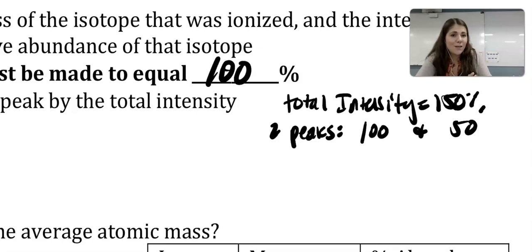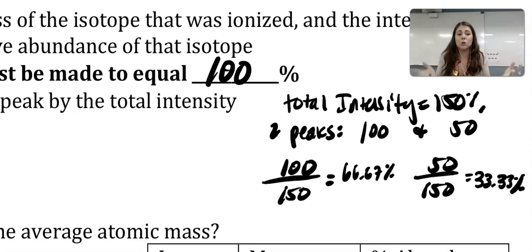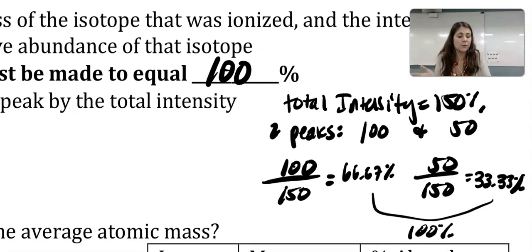So the way that you would fix this is you would take the intensity of each peak and divide by the total. So here we get new peaks and then times 100. You would get 66.67% for that peak. And then this one would be 33.33% for that peak. Total, you'll get your new one of 100% rather than 150.